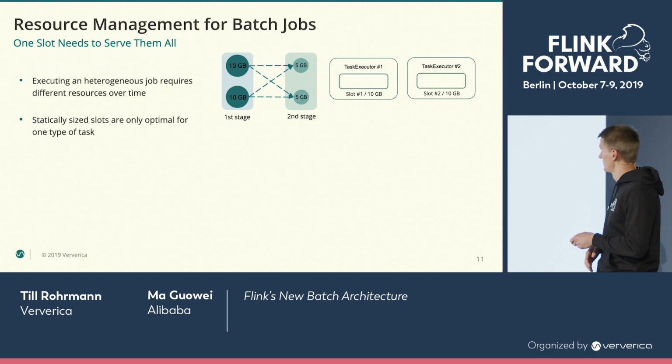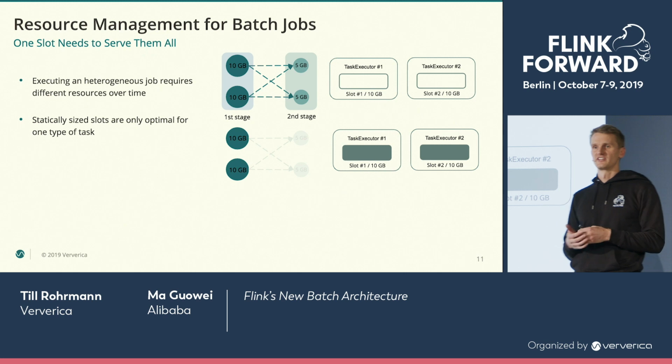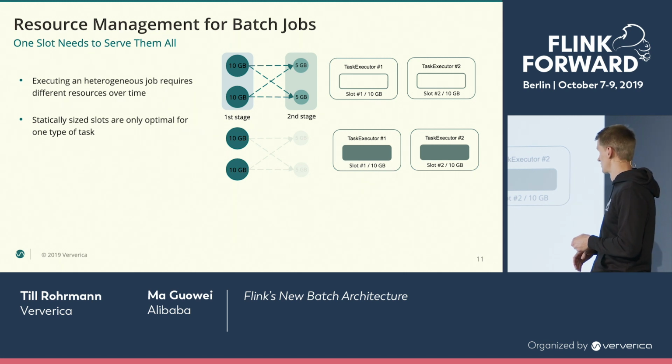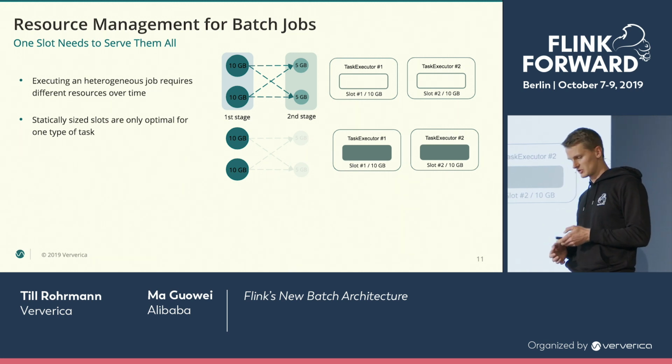So if we were to execute this kind of job, where we have two stages, the first stage requires 10 GB of memory per operator or per task, and the second stage requires 5 GB. And we have two task executors where every task executor has exactly one slot with 10 GB. The first stage would be optimal for the setup. We would use all our resources and could execute it.